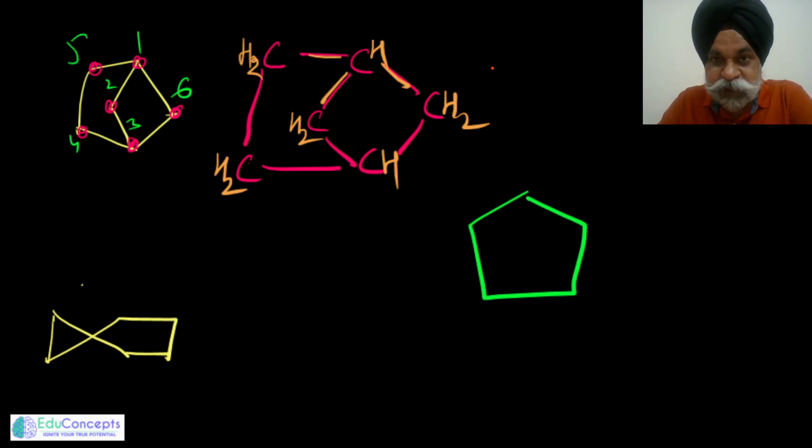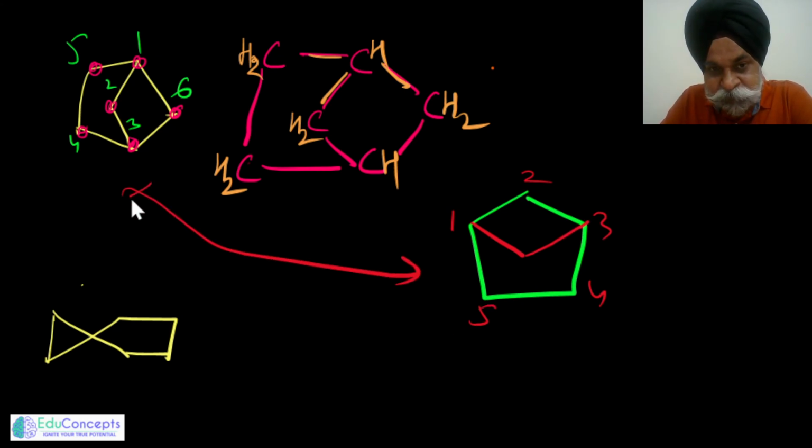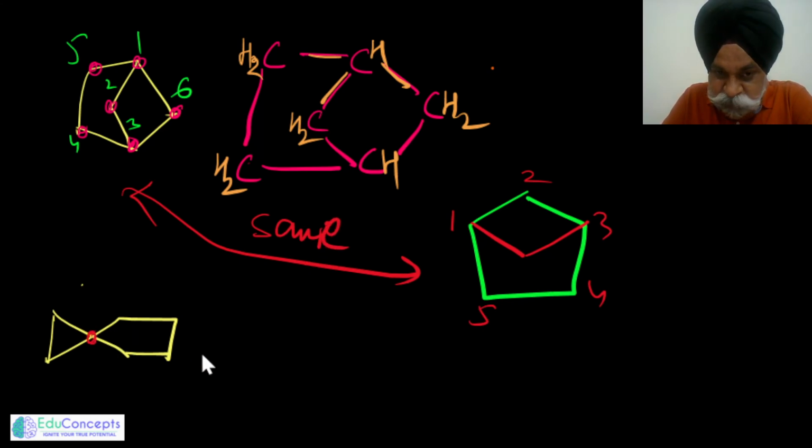So if somebody marks it like this, 1, 2, 3, 4, 5, and you are saying 1 and 3 are joined through 6, I can show it like this also. So these all are the same. Any representation you can go for. And similarly for this one also, this is your homework.